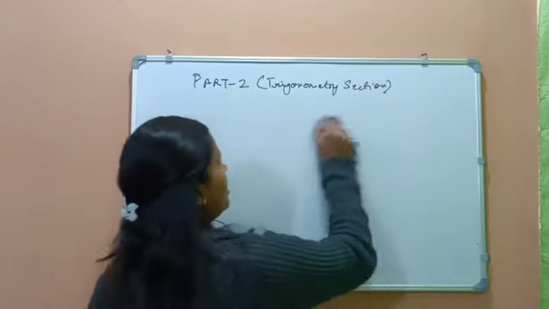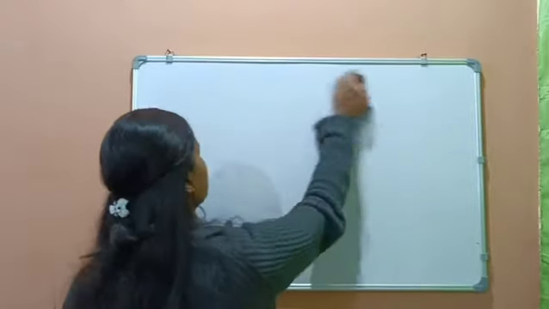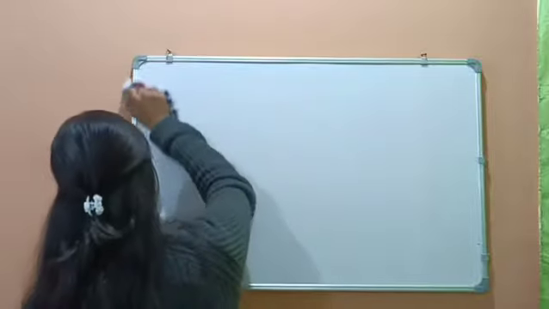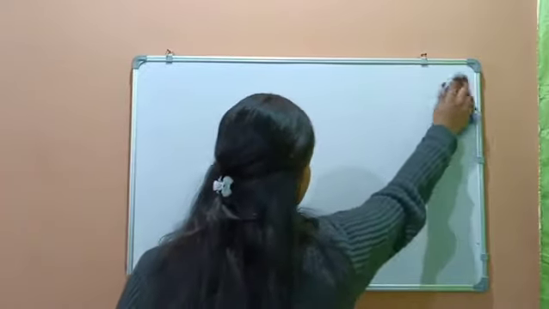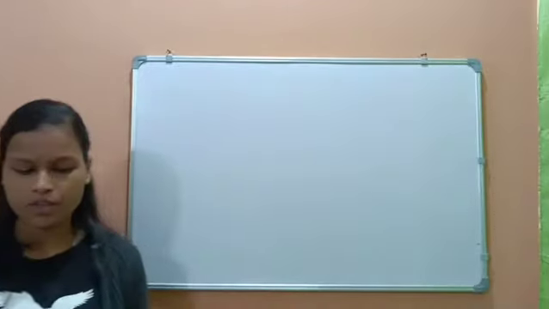So this was part 2 of the trigonometric section, understanding the trigonometric ratios. If you guys haven't yet watched the section 1 part, then do watch that so that you can understand this part easily. So thank you.